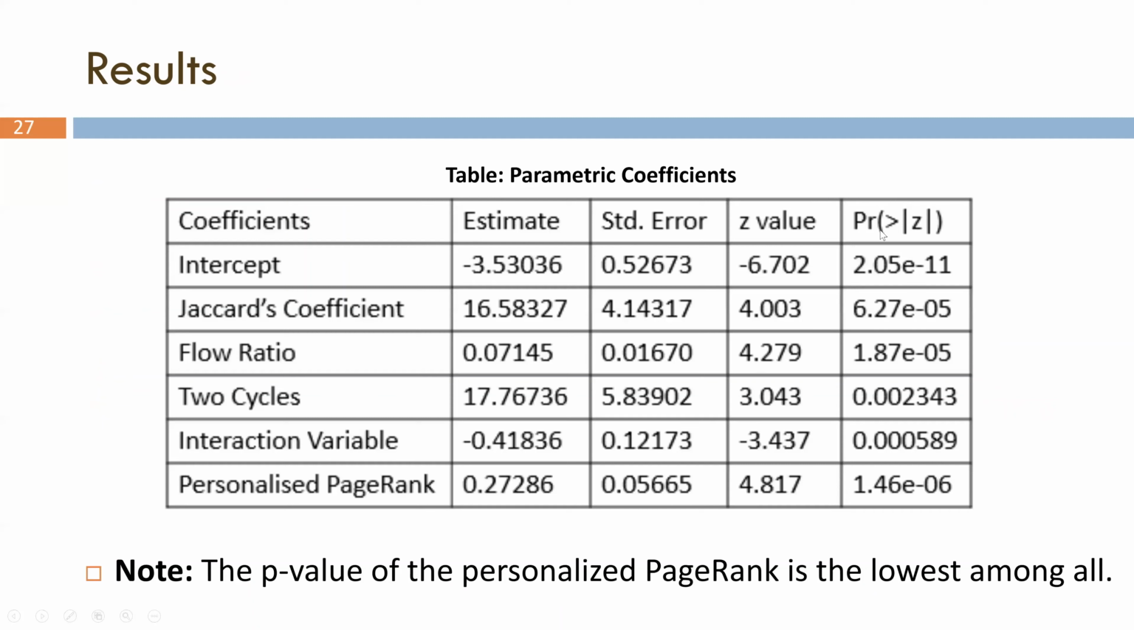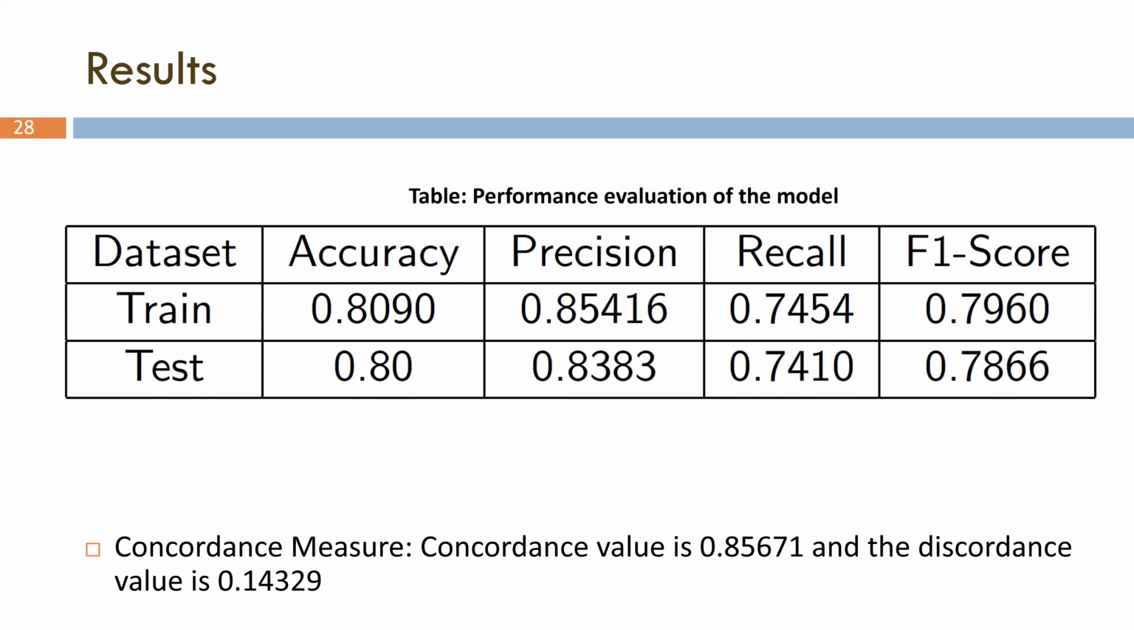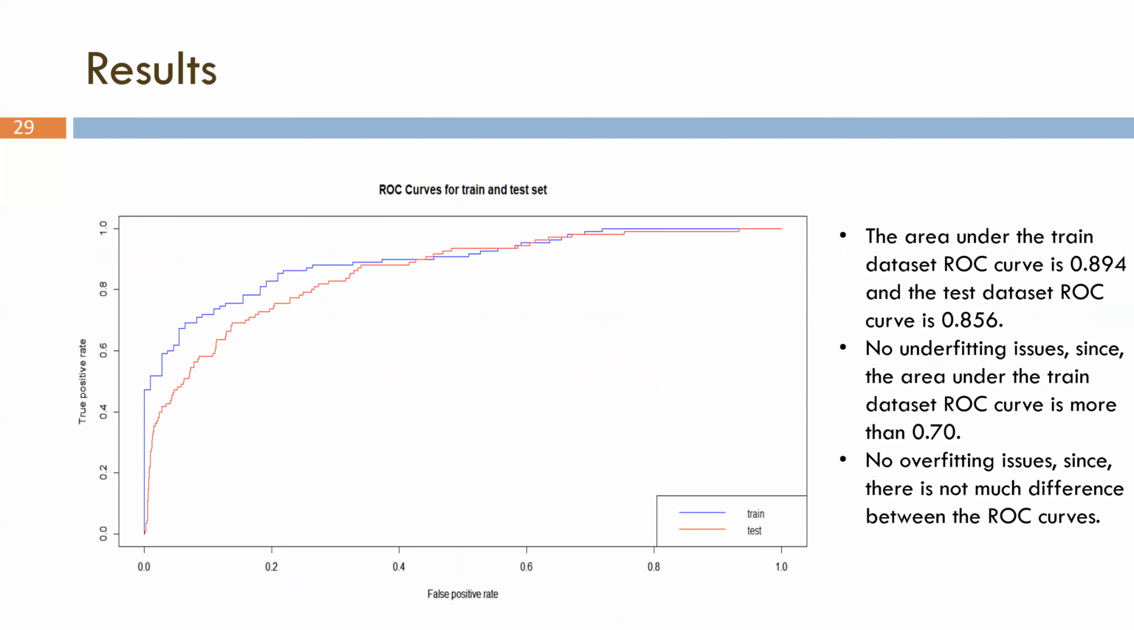And then here, the p-value of the personalized PageRank is the lowest, which means that this is the most important feature. And then you can see the accuracy is around 80%, and the concordance value, which shows how good the model is, is around 0.85, which is pretty good. And there is no overfitting, no underfitting. And yeah, the ROC curve states that.